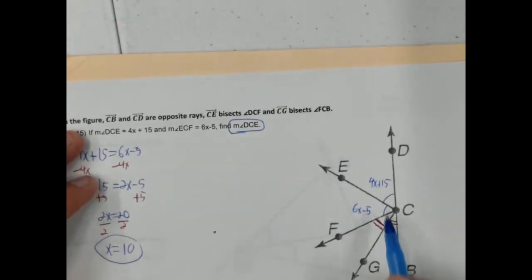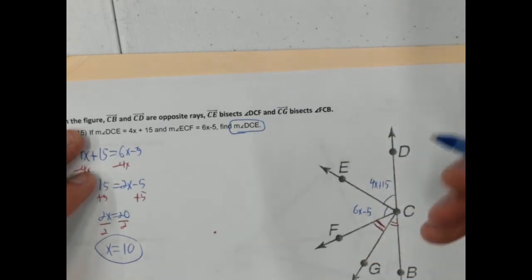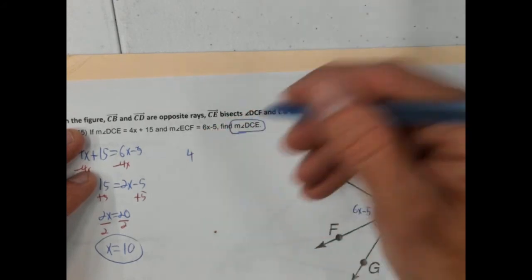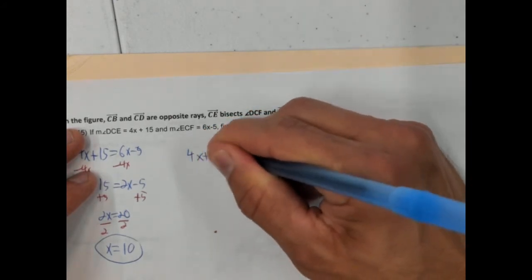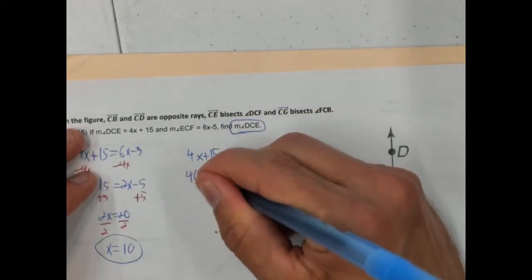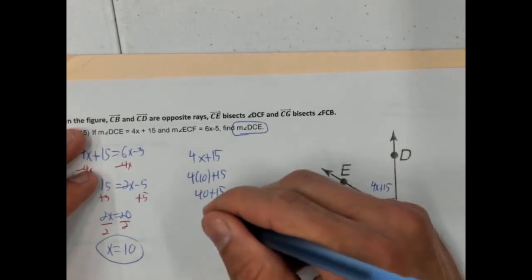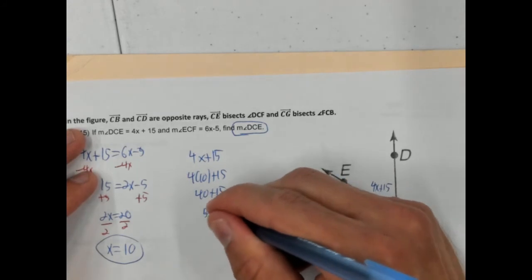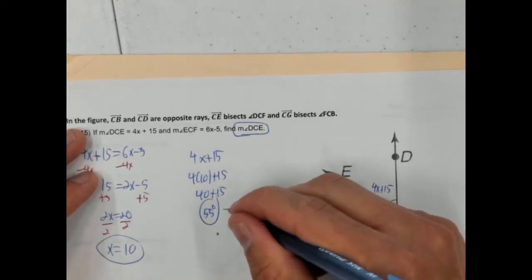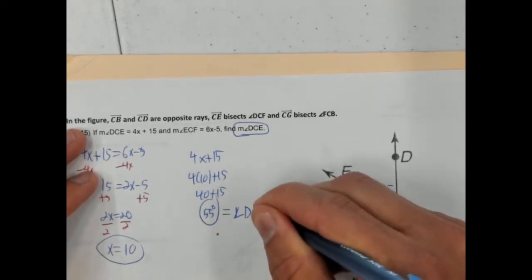So DCE is this angle here, and we already found that it's 55. Let's just show the work, though. So 4 times x plus 15, and then 4 times 10 plus 15, 40 plus 15, 55 degrees. So that's what we're looking for. The measure of angle DCE is right there.